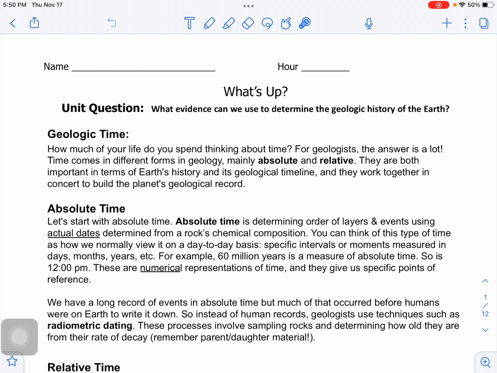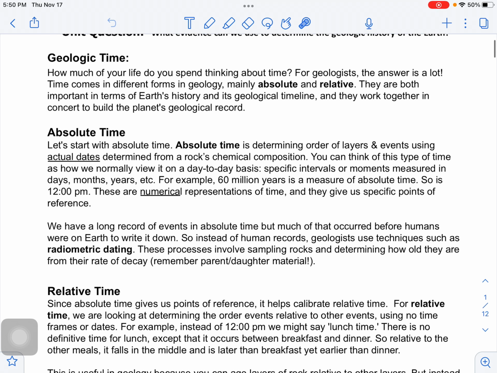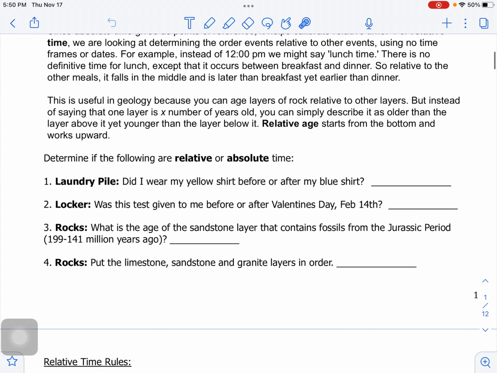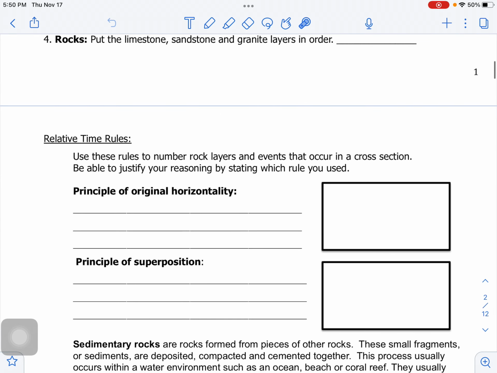So you should have already read through this quick summary, giving some background on what geologic time is, absolute time and relative time, and how they can be applied to give clues about how the Earth got to be the way that it is. So you've got a couple questions that you already answered right here, and we're picking up right here then, relative time rules.